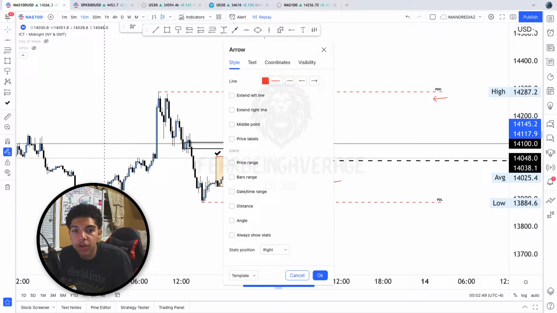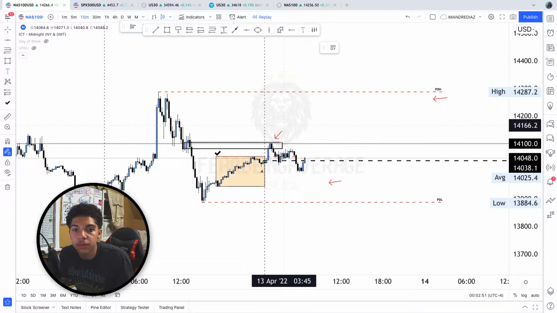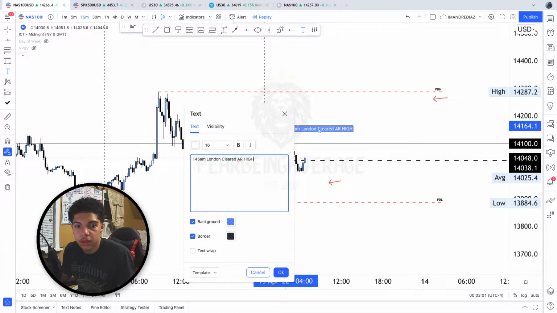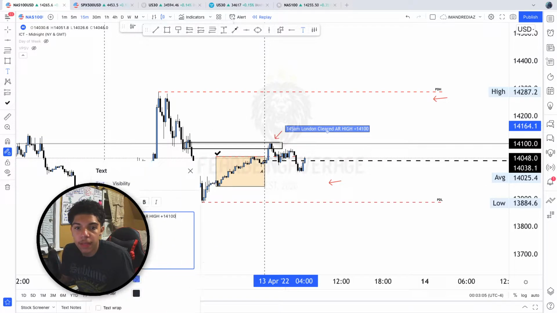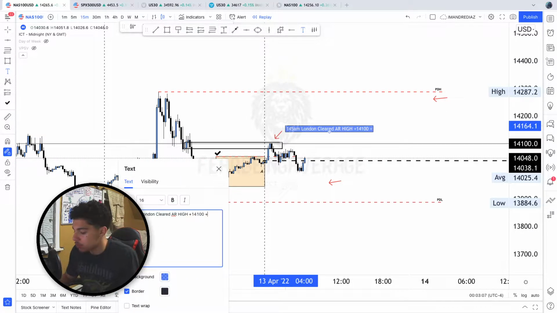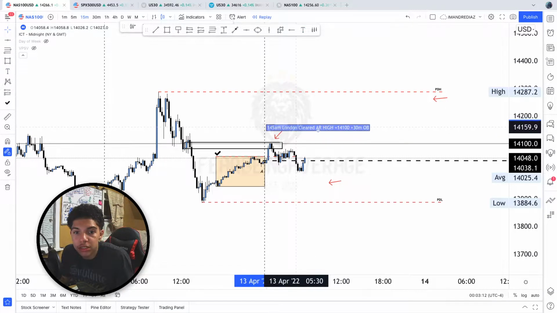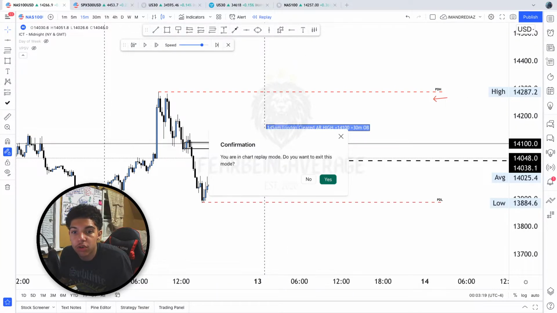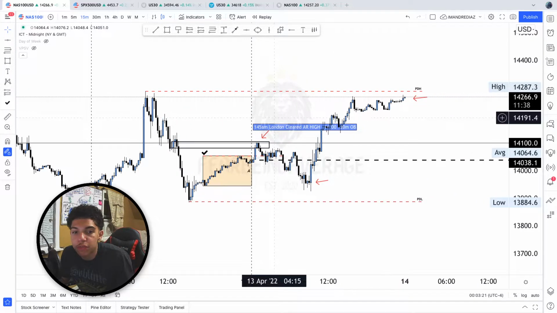So at 1:45, I'm going to annotate this. At 1:45 a.m., London cleared Asian range high. It also tapped into 14,100 and also tapped into the 30-minute order block. When I was looking at price before everything else happened, that is what I was expecting to be our high of the day. But as you can see, it was not, and I was wrong. But we are not perfect. We learn from these mistakes.